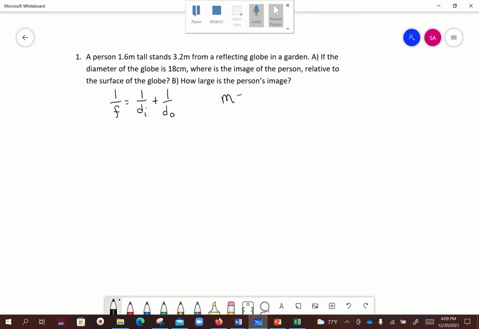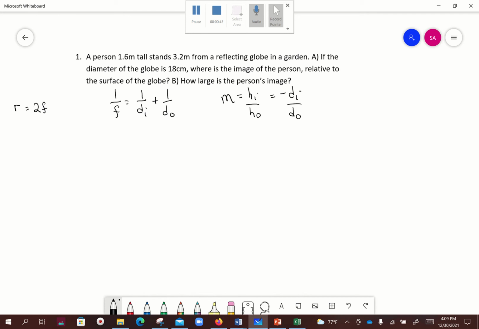We have that the magnification, which is the height of the image over the height of the object, is given by minus the image distance over the object distance. And for mirrors, we also have a relationship between the radius of the mirror and the focal length, that the radius is twice the focal length. So let's use these equations to first do a problem for a mirror.